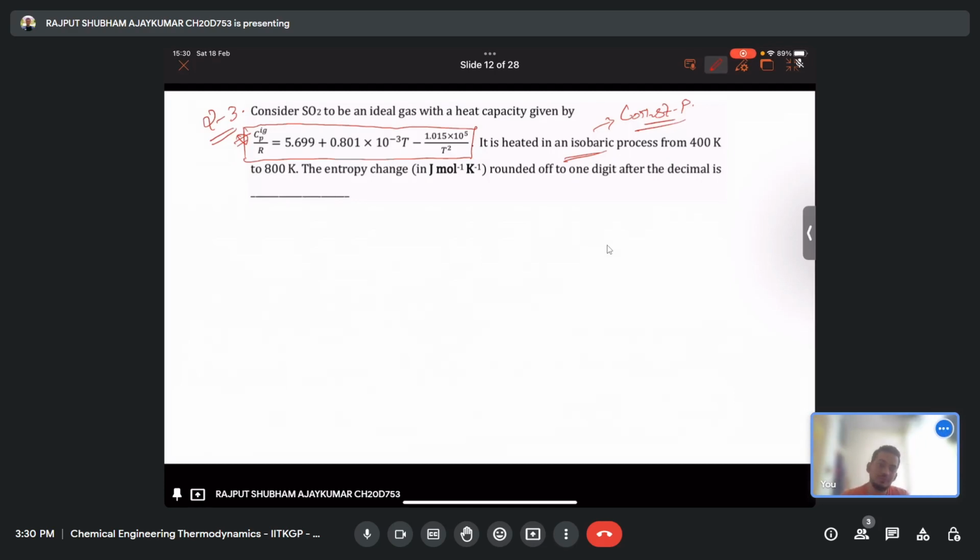So this is one other term, the isobaric process, and we have been given the temperature going from 400 Kelvin to 800 Kelvin. They have asked for the entropy change in joule per mole Kelvin, rounded off to some decimal. This is the kind of question that is asked almost every time in the chemical thermodynamics GATE examination. They will say to round off to some decimal digits. You can use scientific calculators in the examination also. A 2 to 3% error is fine, but not more than a 5% or 10% deviation from the numerical values.